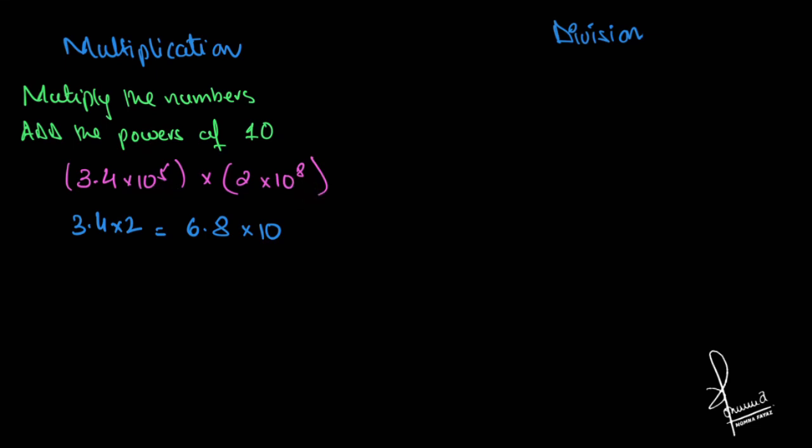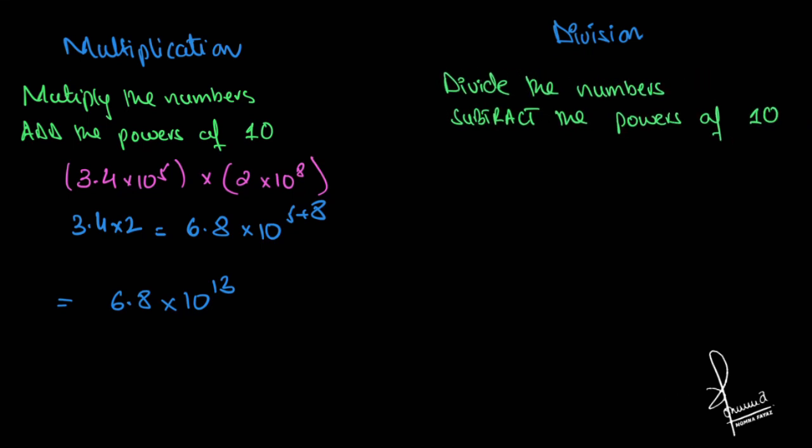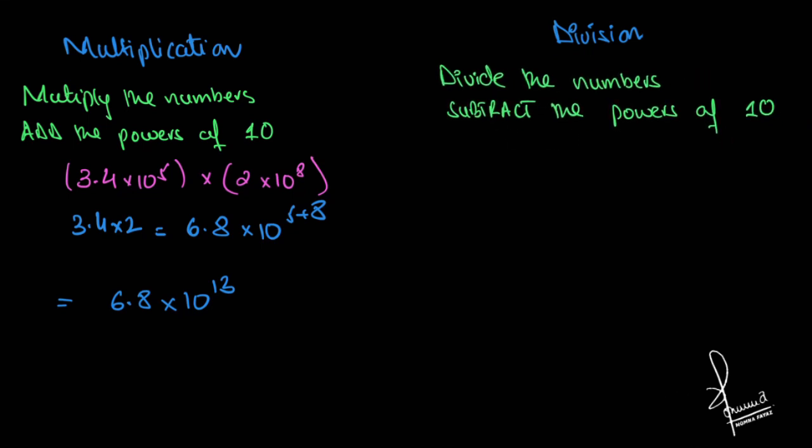5 और 8. तो आप क्या करोगे, जो आपकी आंसर की फाइनल पावर होगी that will be the sum of the individual powers of 10. वो हो जाएगा 5 plus 8. तो the final answer will be 6.8 into 10 raised to the power 13. For division, what you do is you divide the numbers and then you subtract the power of 10.